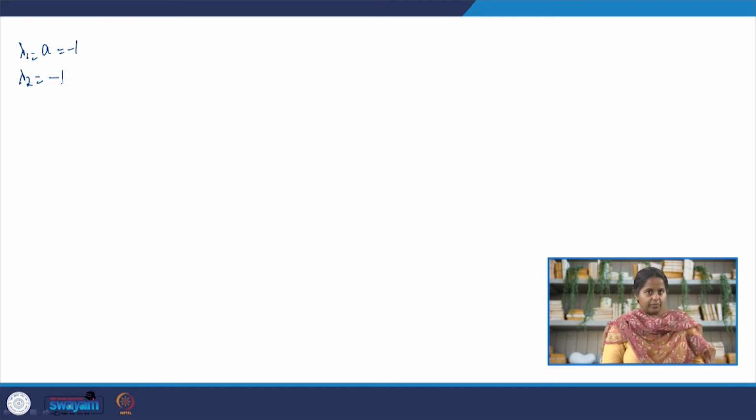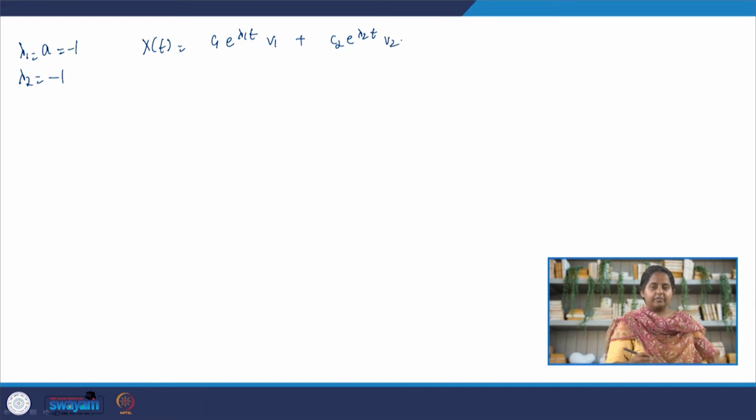Remember, in the previous lecture I told you that the solutions are basically C1 e^(lambda 1 t) V1 plus C2 e^(lambda 2 t) V2, right? These are the solutions for our 2D system. Now what happens when lambda 1 is equal to lambda 2? Let's substitute a generic lambda for lambda 1 and lambda 2. Now we have a solution that looks like this.